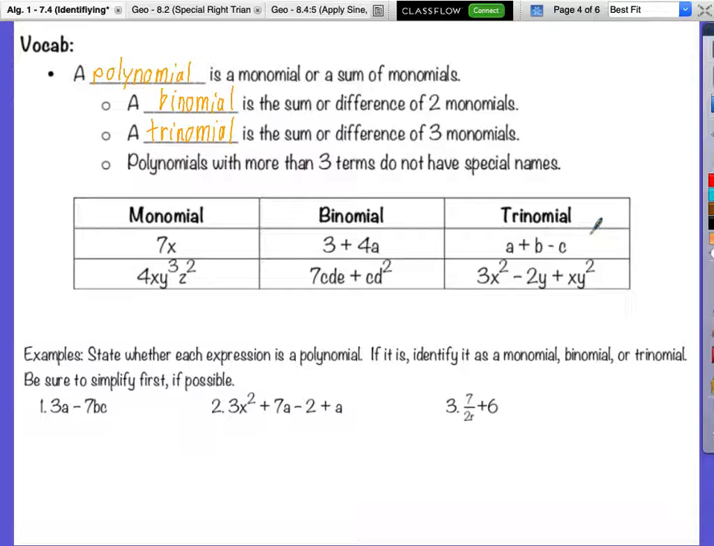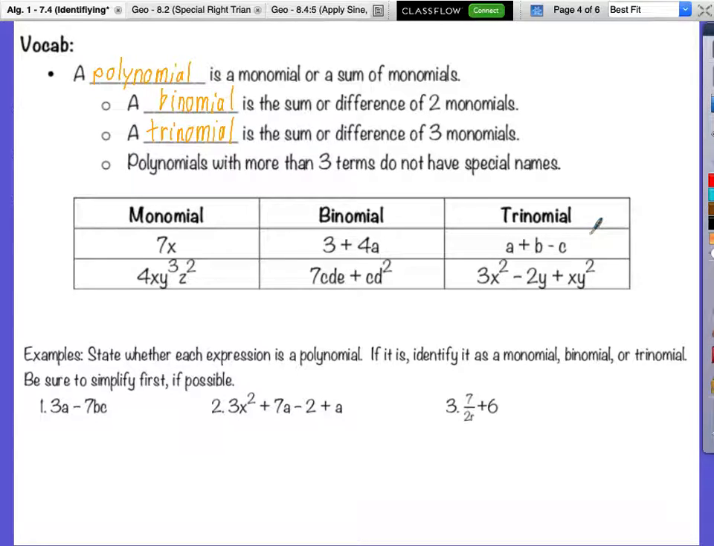Do we have any variables in the denominator, in the bottom part of the fraction on these? Is there any part where it could be a fraction? No, there's no fraction on these, and no variables in the bottom, because we still can't have variables in the denominator for a polynomial. That still can't happen. So we're going to state whether each expression is a polynomial, and if it is, whether it is a monomial, binomial, or trinomial. And we have to be sure to simplify first if we can.